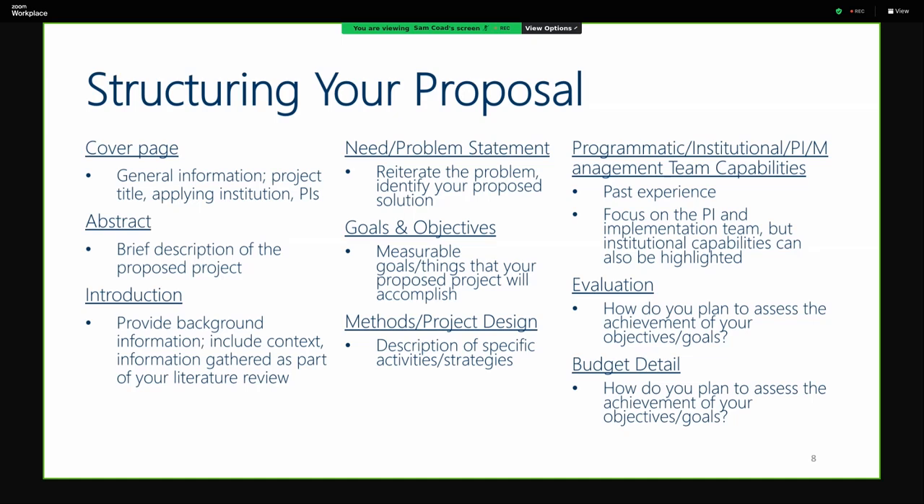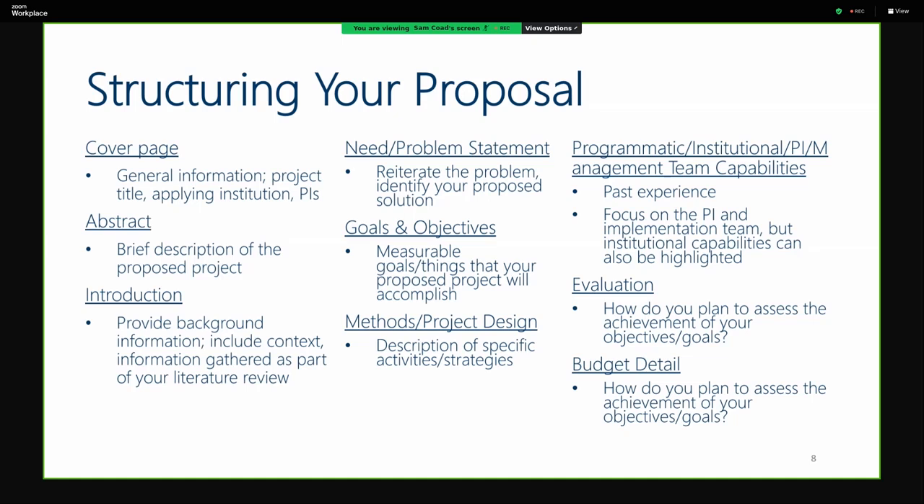And then it's also really important to highlight work that you've done in the past that correlates to your experience with these things, because they're more likely to fund experienced groups than new ones. So if you have past experience, highlighting the programmatic, institutional, or individual or team capabilities can help set your proposal above, just because it shows that you're already invested in this area and you've contributed to the body of work.